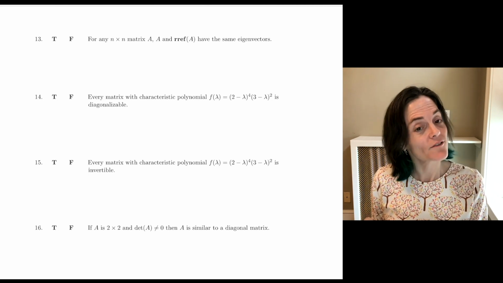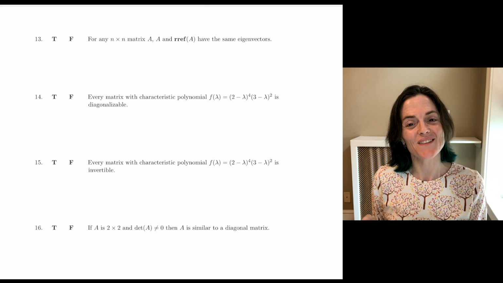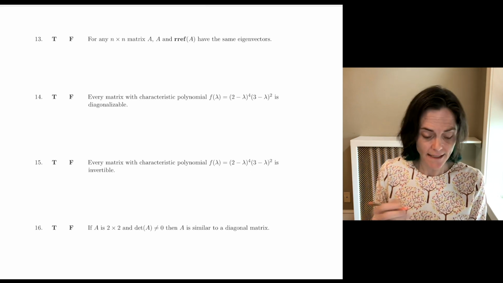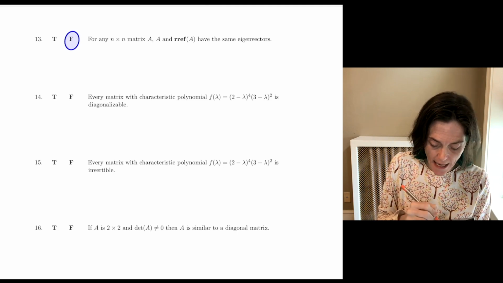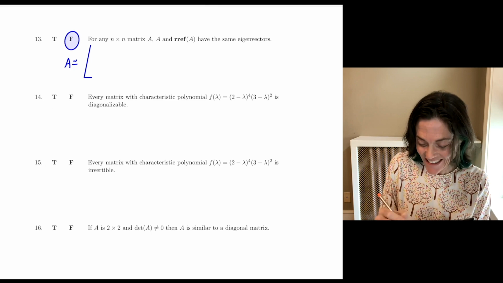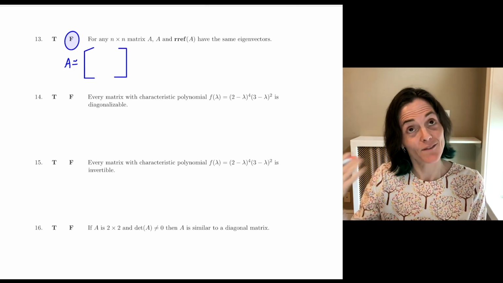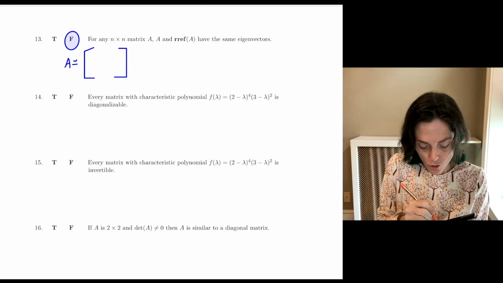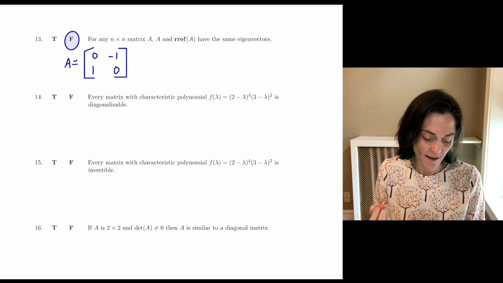Number 13, for any n by n matrix A, the matrix A and the reduced row echelon form of A have the same eigenvectors. Well, this is false. We can take, let's say, a rotation by pi over 2 counterclockwise. This will be an invertible matrix. Okay, cosine, sine, minus sine, cosine.